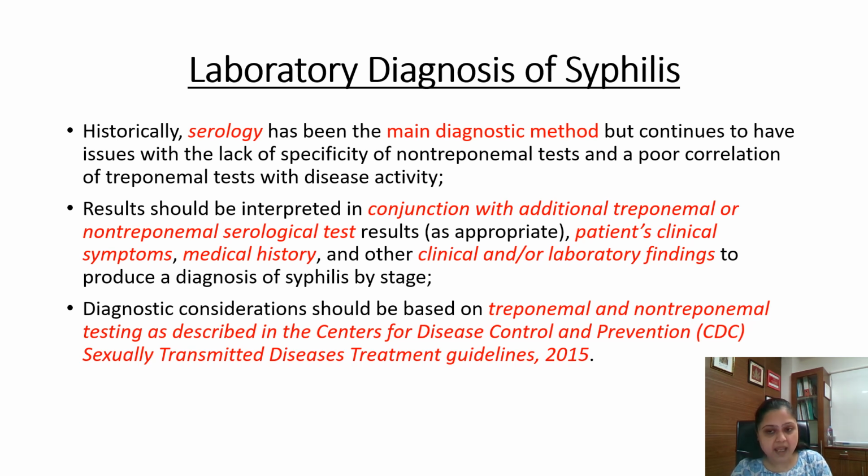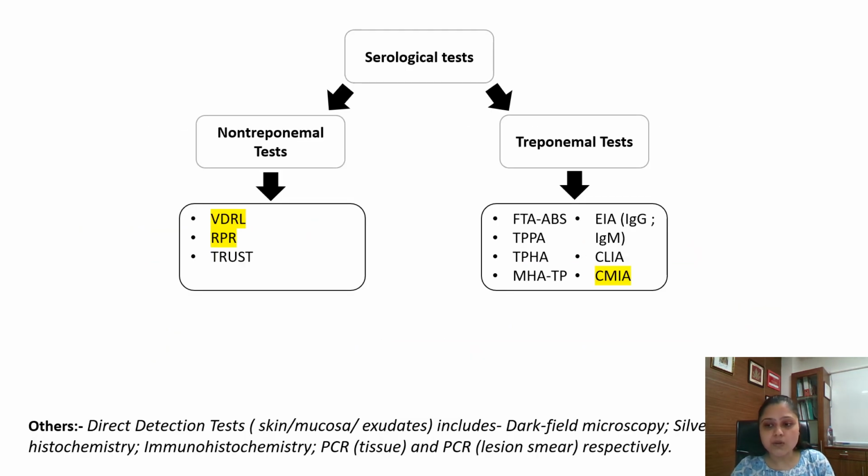by stage. As per the CDC, that is the Centers for Disease Control and Prevention, Sexually Transmitted Disease Treatment Guidelines 2015, treponemal and non-treponemal tests should be used in conjunction for making an appropriate diagnosis of this condition. So we'll be focusing more on serological tests. Serological tests can be divided into two categories: non-treponemal tests and treponemal tests.